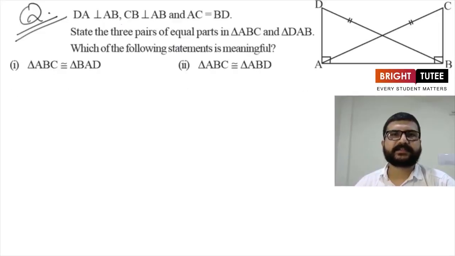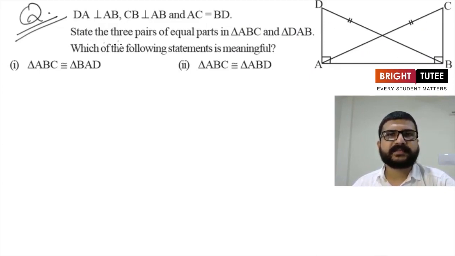Now let's see this question. The question is about this figure shown here. DA is perpendicular to AB. That is, this line segment DA is perpendicular to the line segment AB, and CB is perpendicular to AB. Here we have CB which is perpendicular to AB, and it is given AC is equal to BD. This side AC is equal to BD.